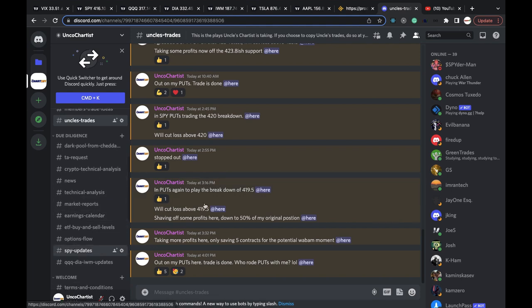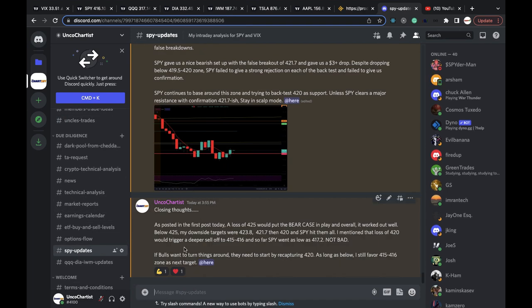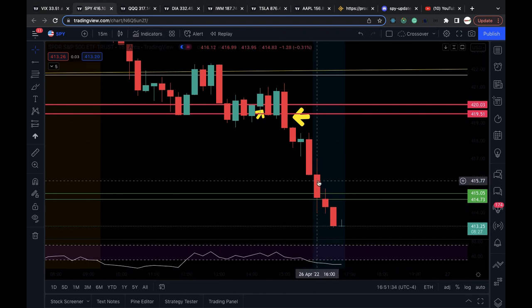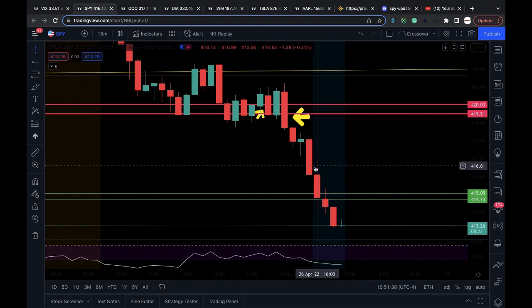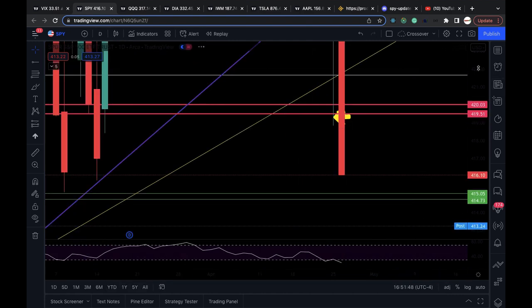You know, I wrote one of my last posts of the day right here around 3:55 p.m., 5 minutes before the market closed. I wrote to the group, if bulls want to turn things around, they need to start by recapturing 420. As long as below, I still favor the 415 to 416 zone as my next target. Look at this, this is the 4 o'clock candle. So I wrote it around here, before it even hit 416 to 415. And in the last second, SPY hit it. Some clutch move. It was an incredible trading day, okay?